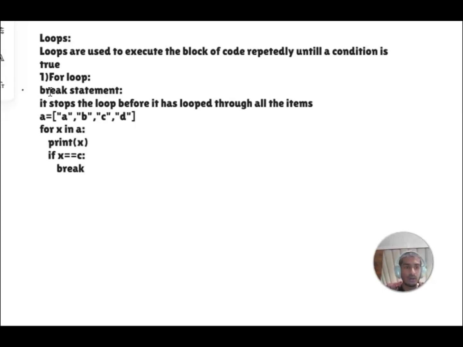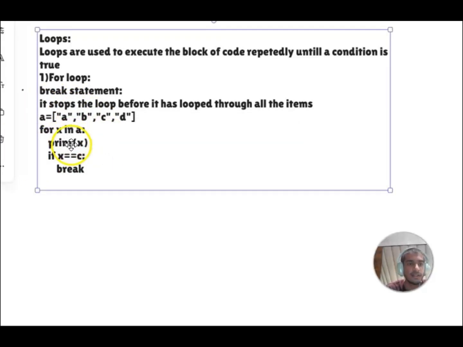Now let's see how it's gonna work. It prints the X value, first A, and it checks the condition. A is not equal to C, so it doesn't execute the block of code. So there is no use of break here. Next it prints B, and checks whether B is equal to C or not. It is not equal to C, so it returns to the loop. Now it takes the C, prints the C value and checks the condition. The condition is going to be true. Now it's going to break the loop, and it prints up to C.